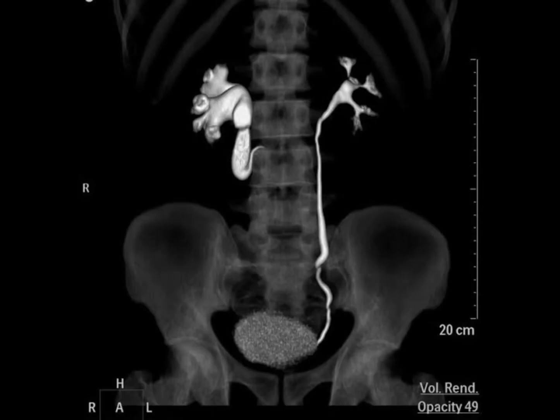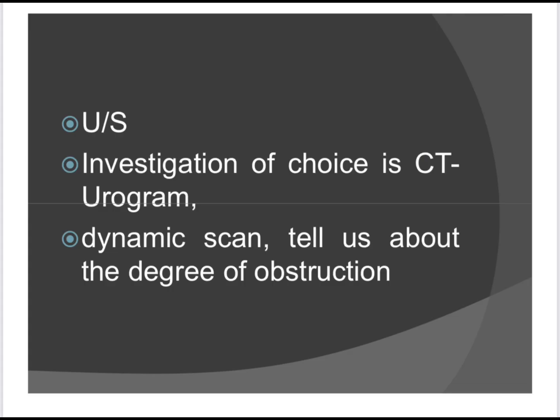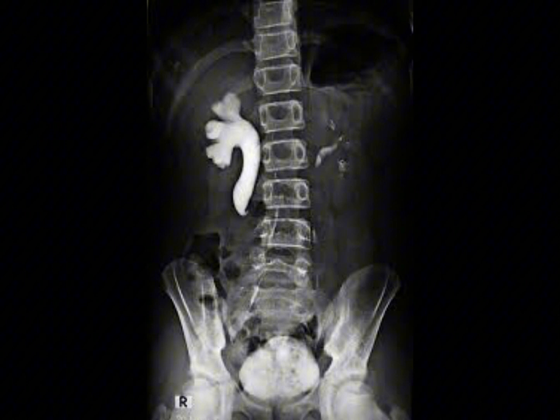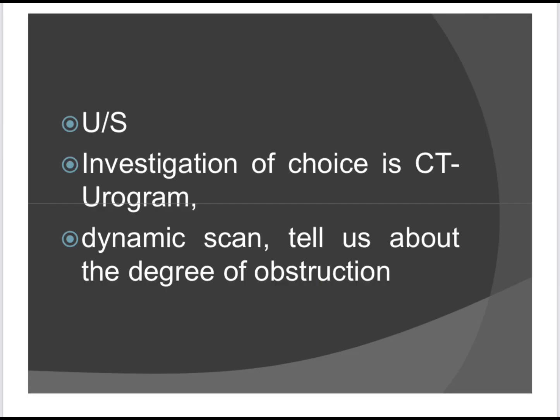Now let's come to investigation. We will be advising ultrasound as 80% of the patients are symptomatic. So first we will go for ultrasound that will show hydronephrosis, and then we will go for the gold standard investigation, and that is the CT urogram. And then ultimately we will need a dynamic scan like MAG3 or DTPA scan to tell us about the degree of obstruction.